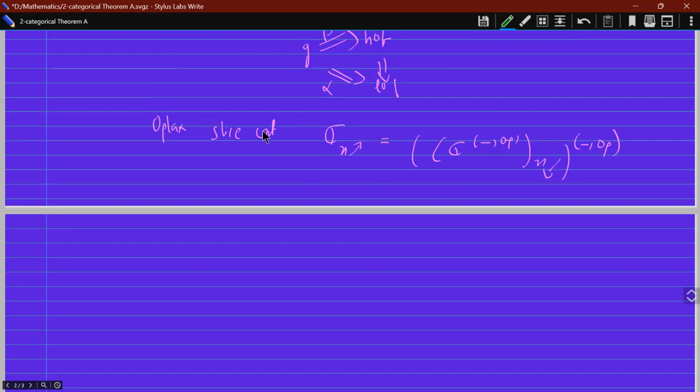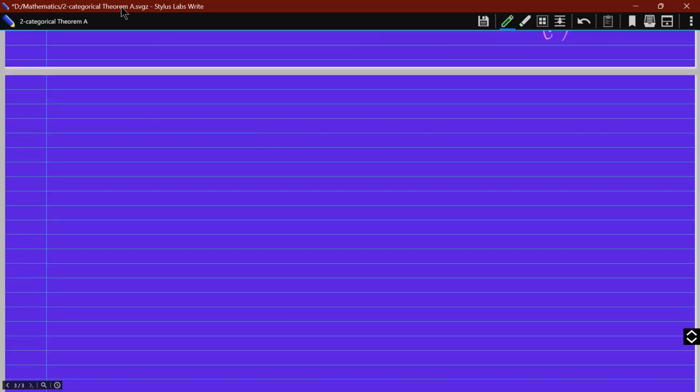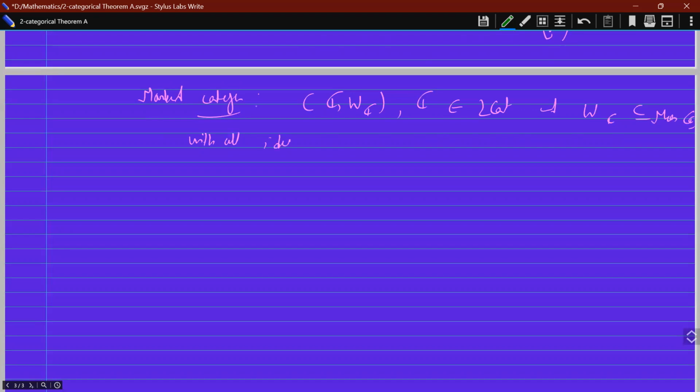Now let me briefly talk about marked categories. What do I mean when I say marked categories? It is just a pair where C is a two-category, and this is a class of morphisms of the two-category, with all identities. That's basically what I mean.